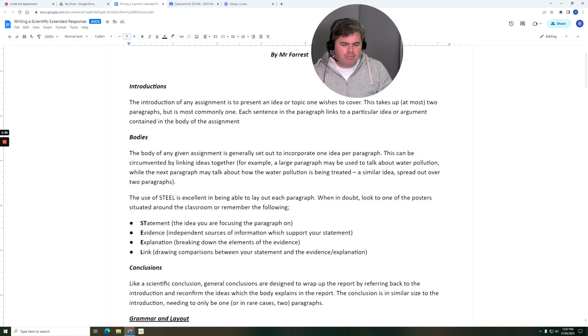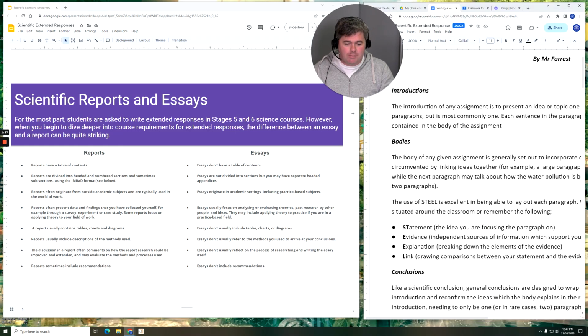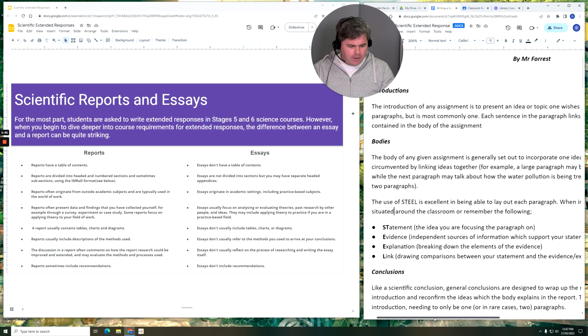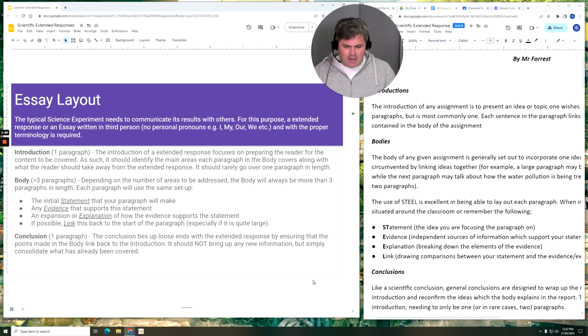Now the body is a steel paragraph. Now if you've never looked at steel paragraphs before, or your school has something different for them, then a steel paragraph uses 4 main ideas: a statement, evidence, explanation, and link. So if I were to look at these, its initial statement is the idea that your paragraph is about.